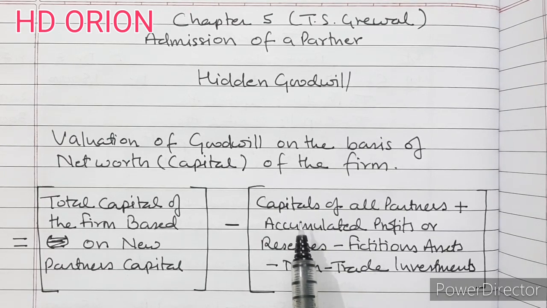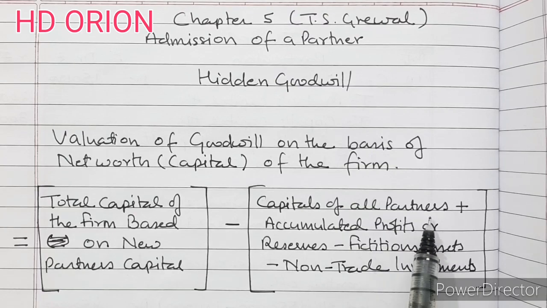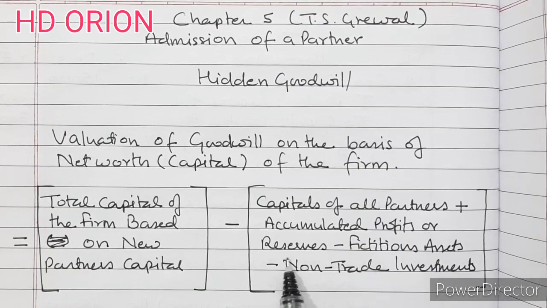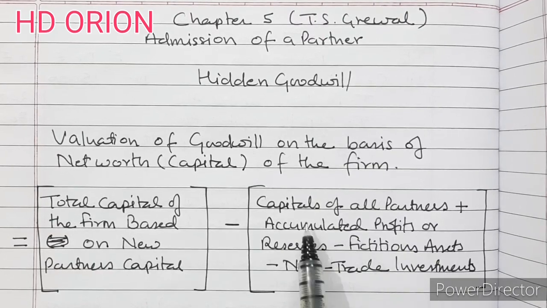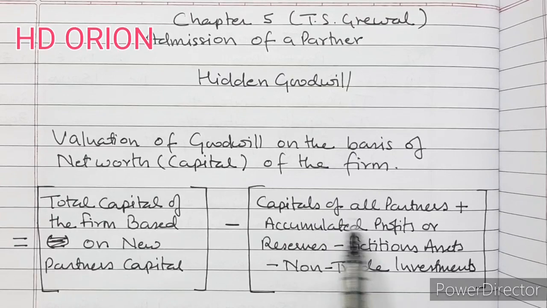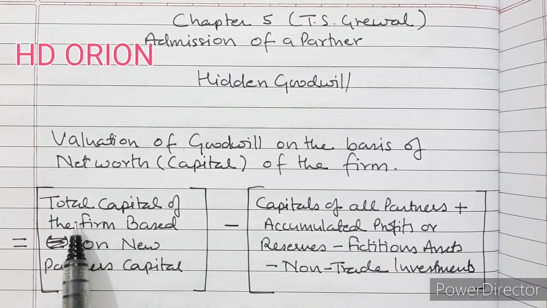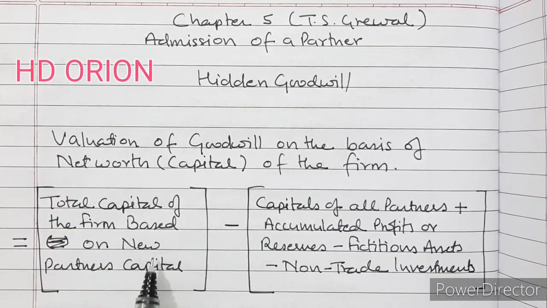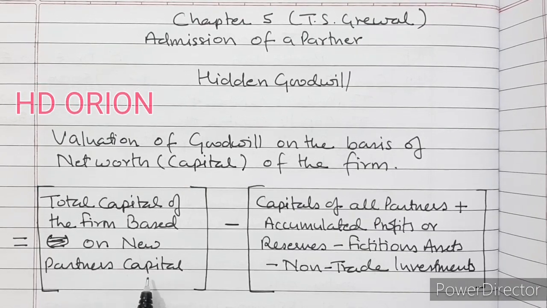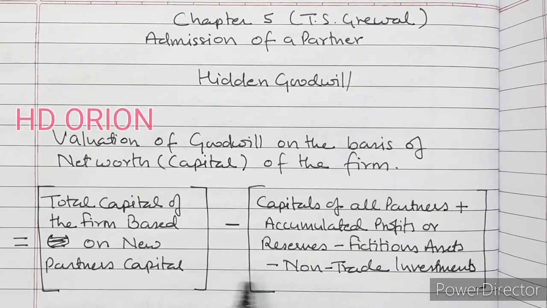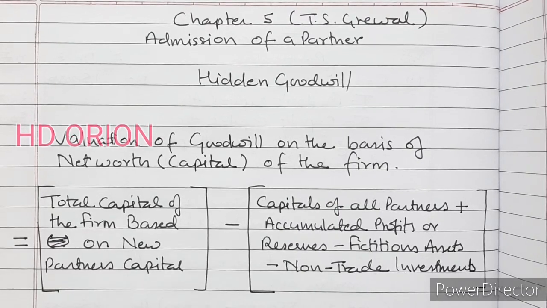It means actual capital means capitals of all the partners plus accumulated profits or reserves minus fictitious assets and minus non-trade investments. So this is the actual capital of the firm, and this is the expected capital of the firm, which is based on the new partner's capital and profit sharing ratio. The difference between the two is the hidden goodwill.